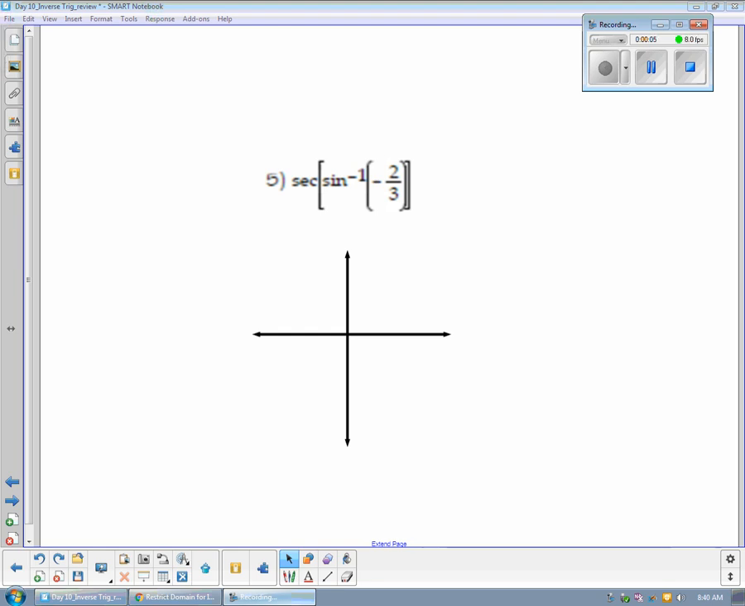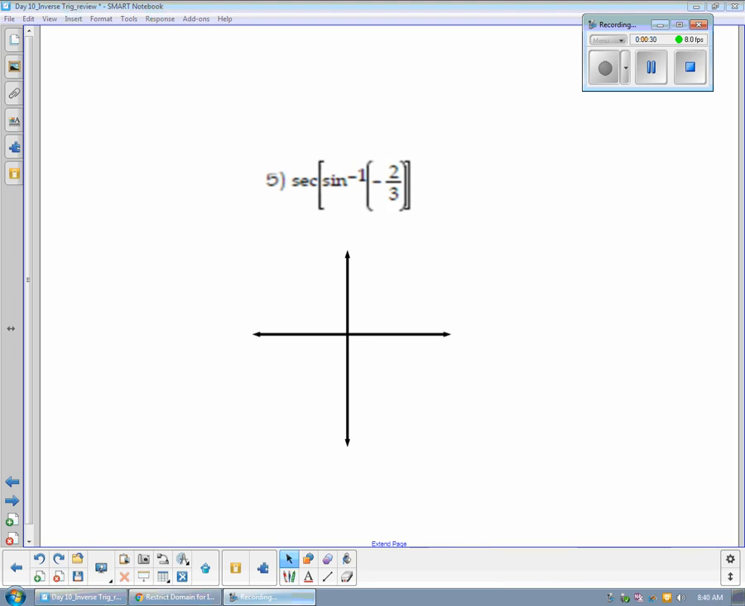Take a look at number 5 from your composite inverse trig functions worksheet. On number 5, we're asked to analyze what the inverse sine of -2/3 is. I don't know what that angle is, and I don't need to know what that angle is in order to find eventually what the secant of that angle is.